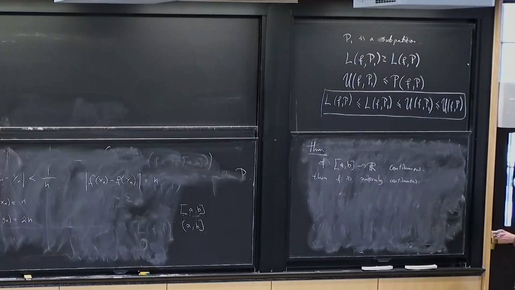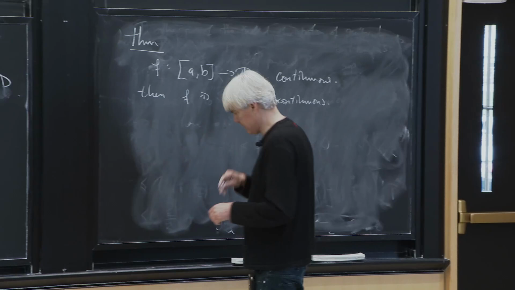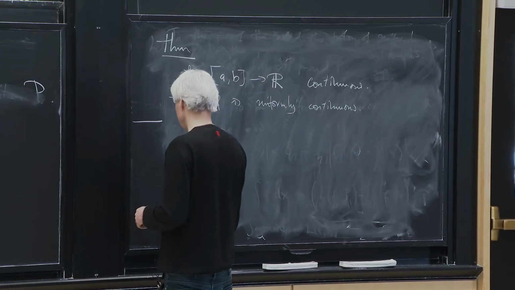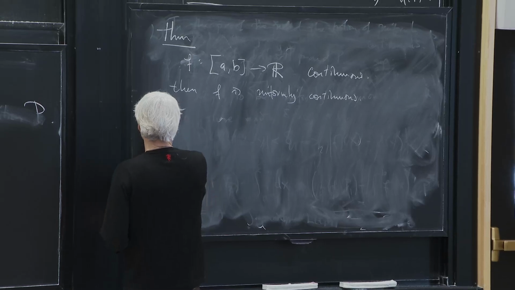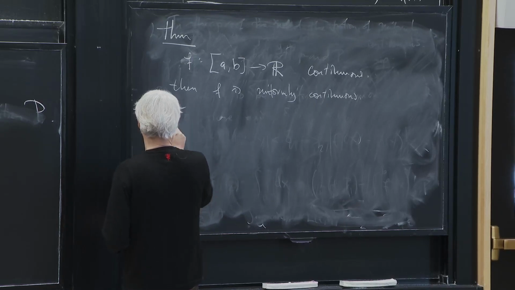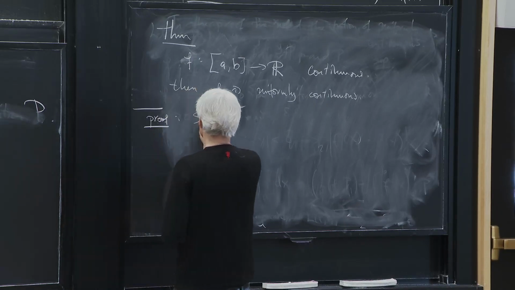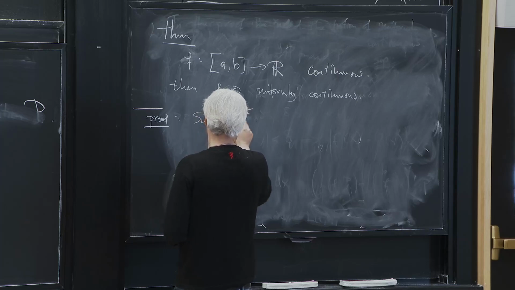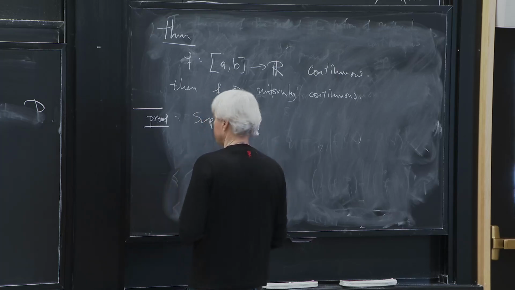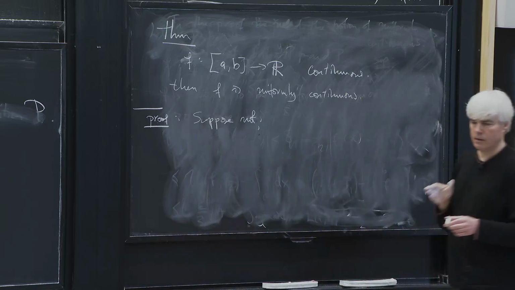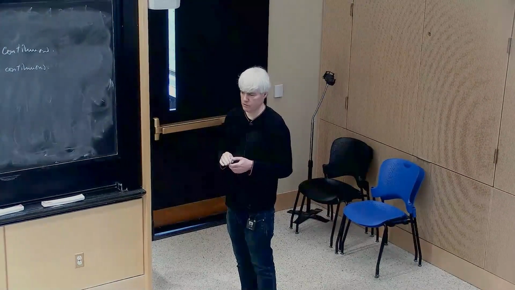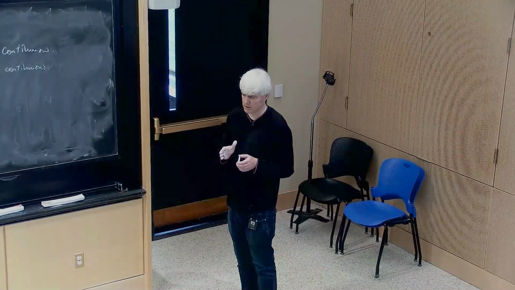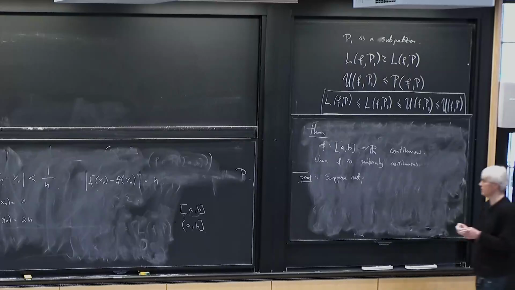So again, if the interval is compact, then actually you get the stronger continuity. Now let's try to prove that. Suppose not. If this here was not the case, then we take the negation of the definition of uniform continuity.